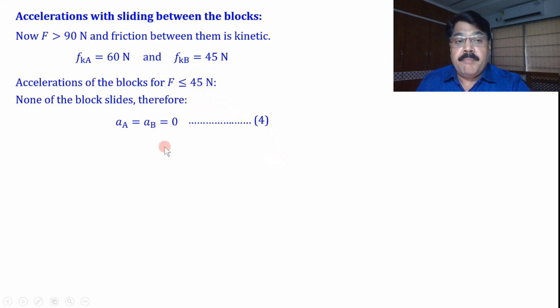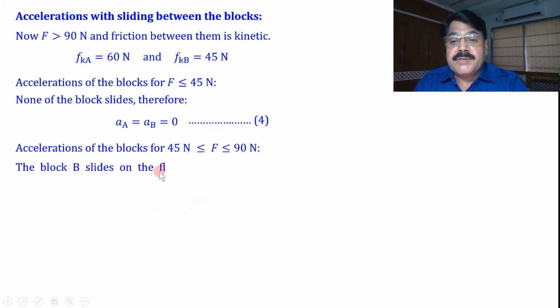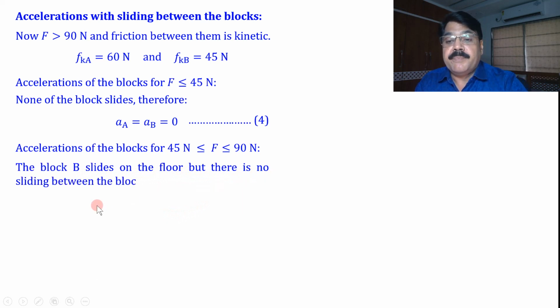So both will be stationary and their acceleration will be 0. Now for the second range, F is greater than 45 but less than 90 Newton. Both the blocks will have the same acceleration. So we can write here, both the blocks slide on the floor but there is no sliding between them.